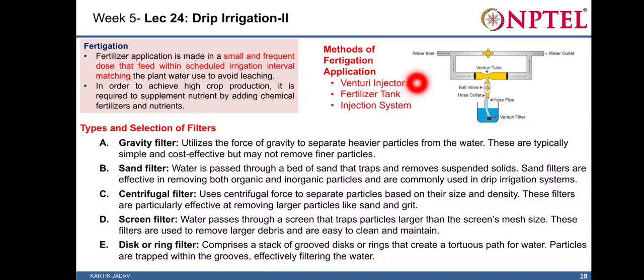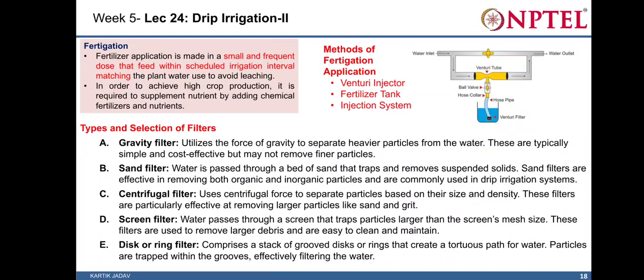The fertigation system has three main components: venturi injector, fertilizer tank, and injection system. Among these, the venturi injector is the most commonly used in the field. It basically helps us add fertilizer with irrigation water. Then types and selection of filters. There are five types of filter: gravity filter, sand filter, centrifugal filter, screen filter, and disc or ring filter.